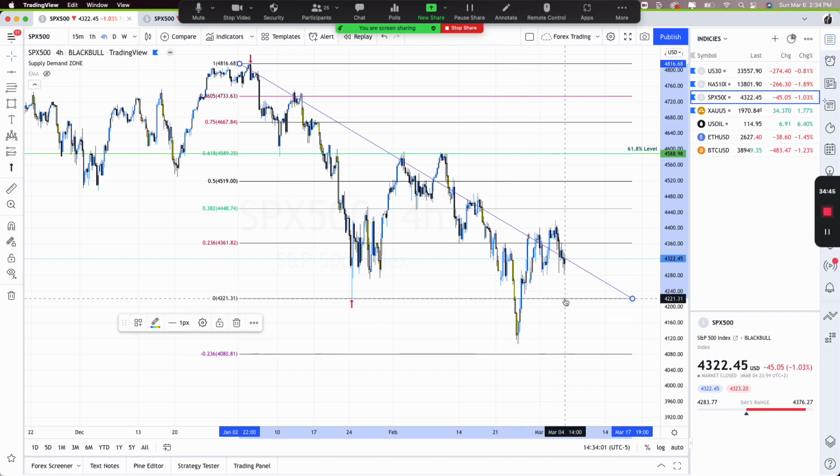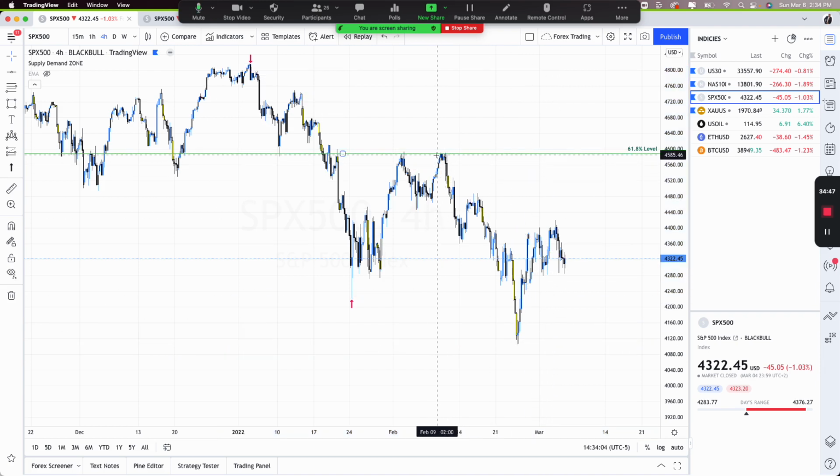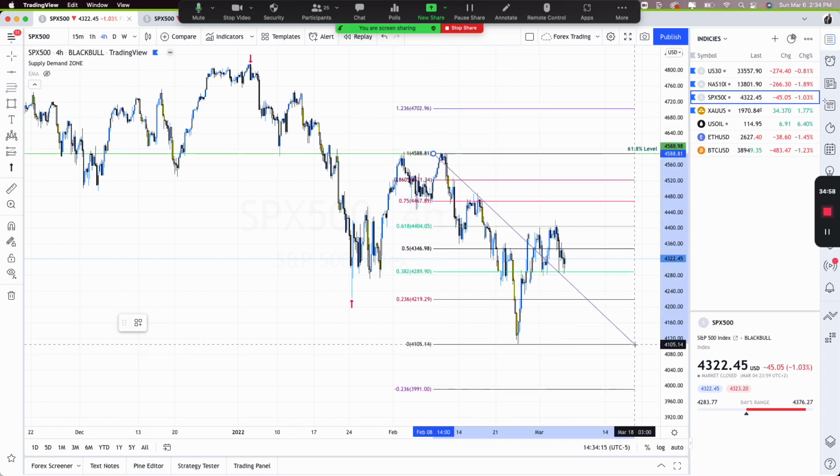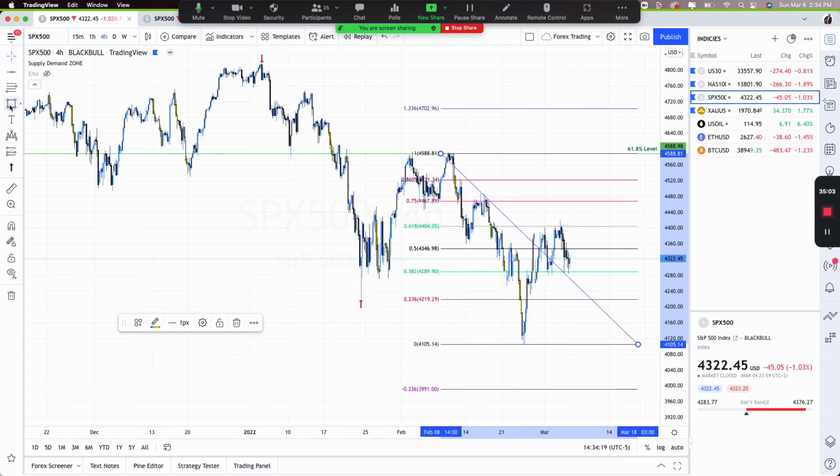Watch this. Now let's take it from the retracement down to the next swing. So I start at the retracement level down to the next swing. Let's see how far this retraced. Oh my goodness, look at that.